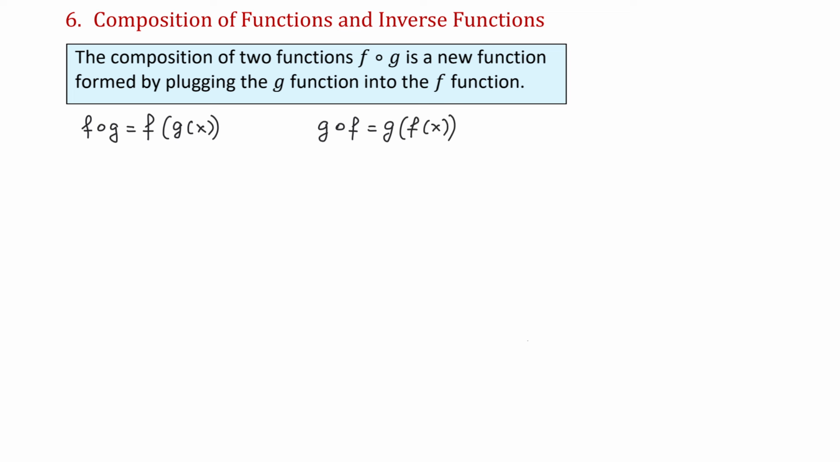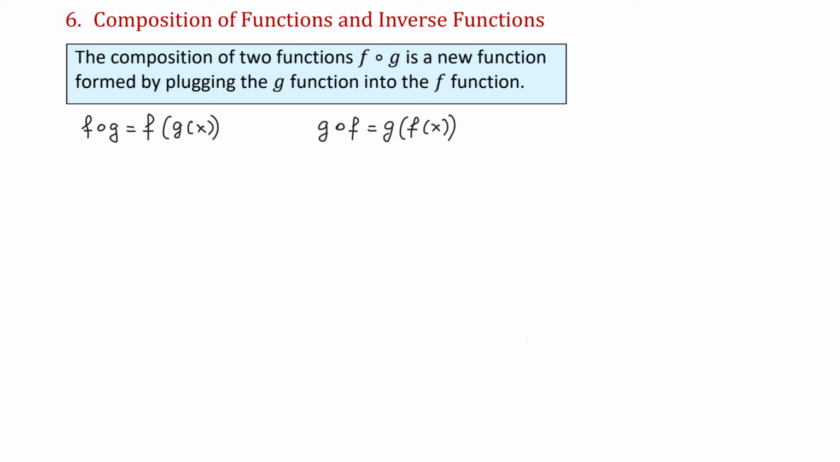So when we take the composition of two functions, it is important what function we write first. If in this notation we write f first, this means that f is the main function and g is just the domain of f. Now in this notation we have g first. This means that g is the main function and f of x is the domain of g.